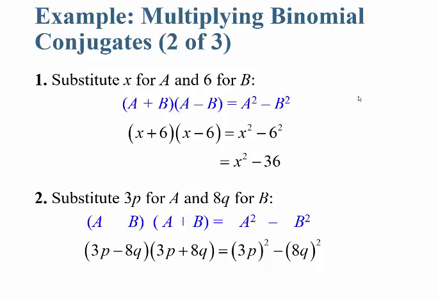For the second one here, my a value is 3p. My b value is 8q. So it's 3p squared, and then in parentheses 8q squared. Don't forget you have to square the 3 and the 8 here, and this will be 9p squared minus 64q squared.